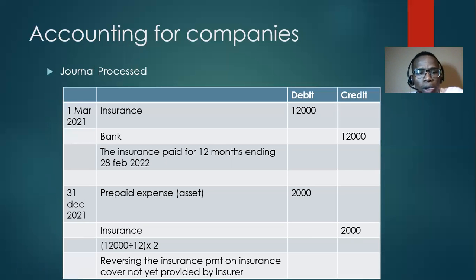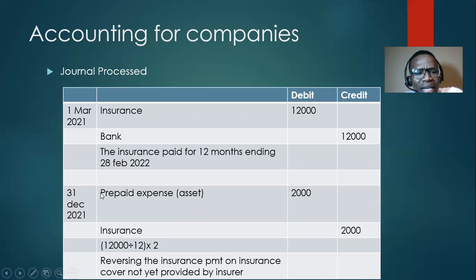Right? So on 1 March 2021, when the company makes a payment of the insurance premium, it's going to say debit insurance, that's an expense. Expense increase where? On your debit side. Then credit bank, because cash is going out. So if cash is going out, it affects an asset. Bank is an asset, decrease where? On your credit side, right?